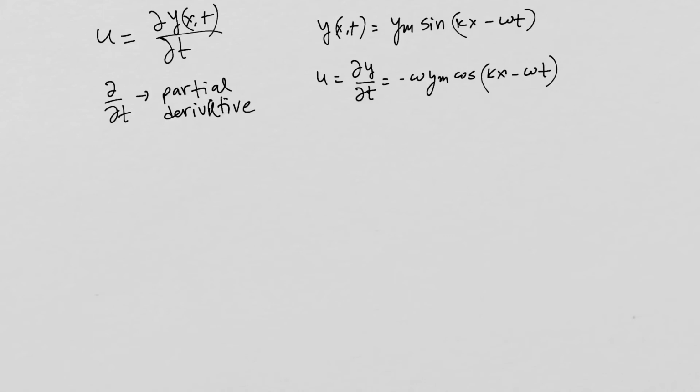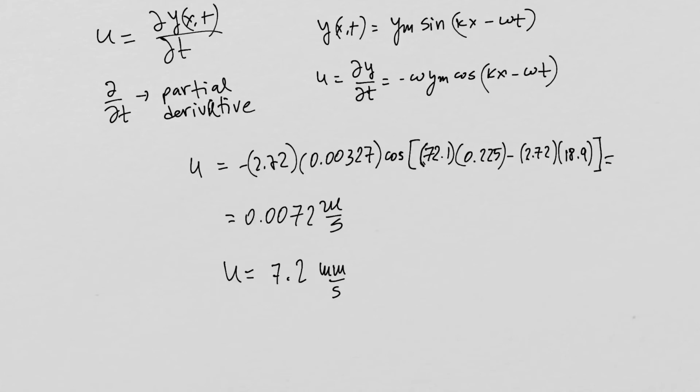So taking the time derivative of the general form of the wave function, ym sine of kx minus omega t, gives me minus omega times ym cosine of kx minus omega t. So this is the general expression for the transverse velocity. And now I can replace the numbers in the exact form of the function provided in the problem statement in this expression to find what the transverse velocity of a string element is.